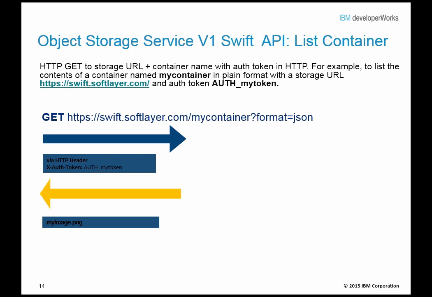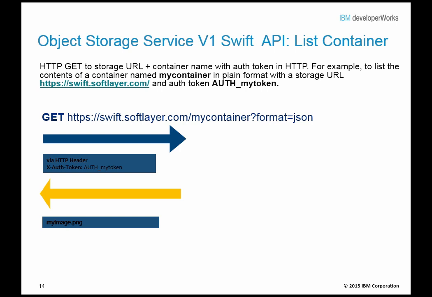Listing containers is done via an HTTP GET. The storage URL and auth token returned from the authentication operation are used in a GET operation that also includes the container name. A parameter indicating the format of the listing can be used. Valid values are JSON, XML, or plain, which is the default. If you use the format XML or JSON, the response shows extended container information serialized in the specific format. If you append the format plain, or don't use the format parameter at all, the response only lists the object names separated by new lines.